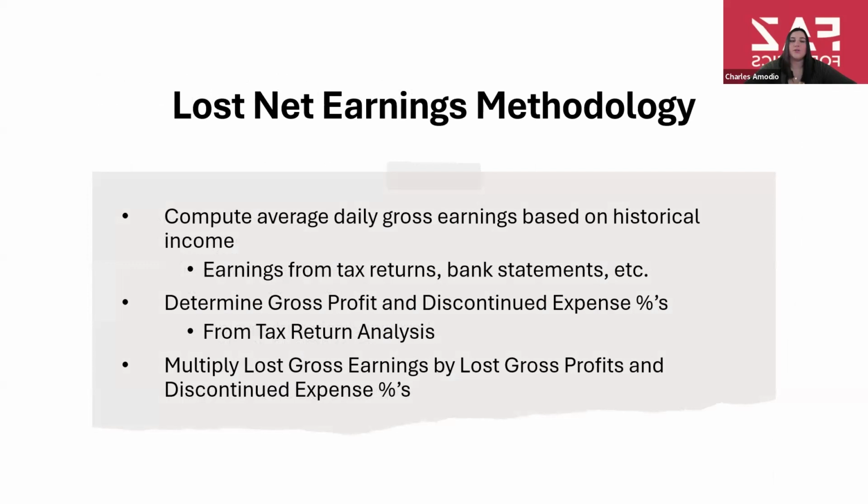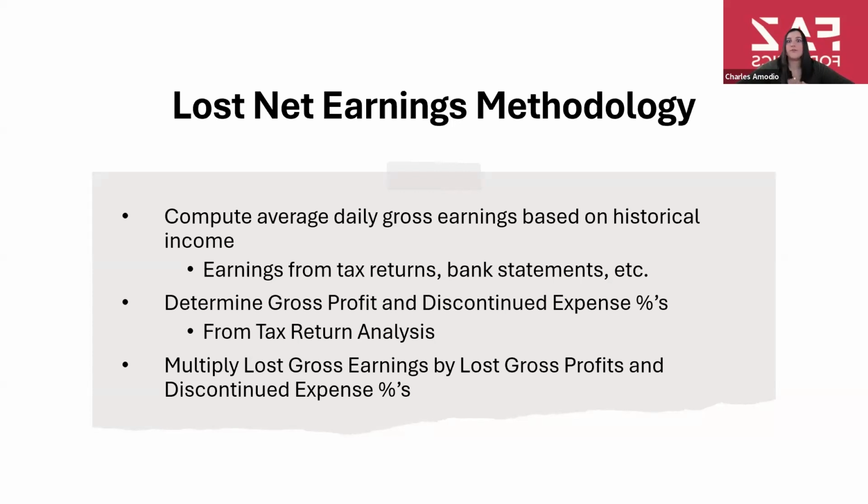Now to get into the actual lost net earnings methodology. So basically what we're trying to do here is we want to compute the average daily gross earnings based on historical income. The gross earnings, if you're unfamiliar, is the earnings generated without any expenses taken out, what they make before any taxes, any business expenses, any fees. That's what we want to take a look at first. We get this from either the tax returns, the bank statements, those Uber or Lyft statements, invoices, a variety of things. And we take everything that we look at into consideration and determine what we think is the best representation of these gross earnings. And then from there, we're going to determine the gross profit and the discontinued expenses.